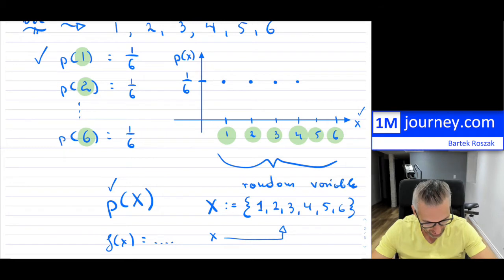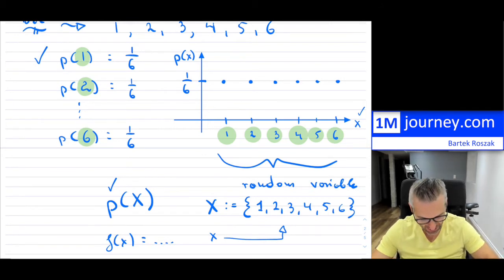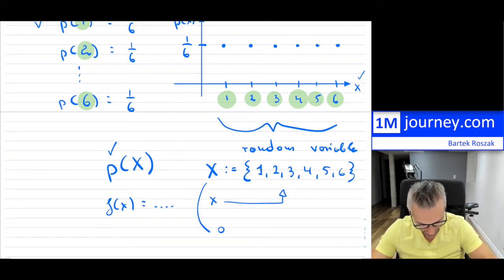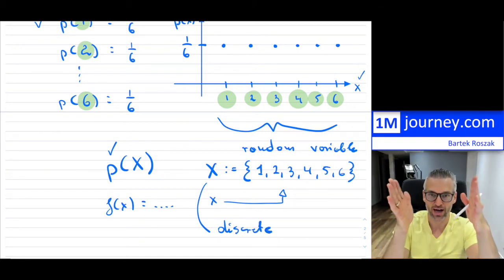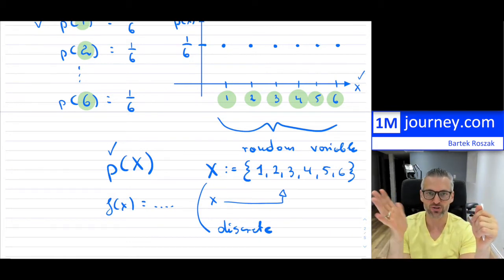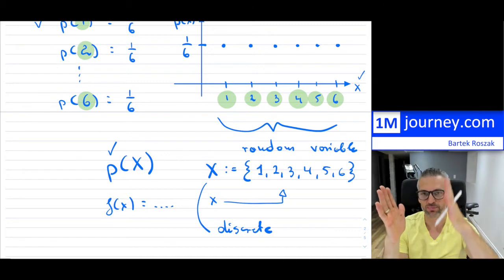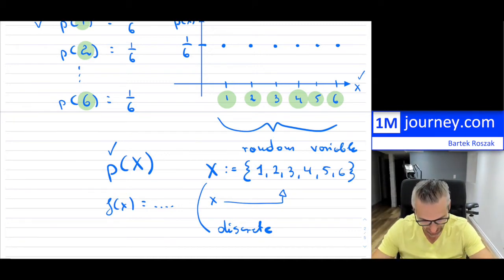So our function right here is discontinuous, in a sense, and therefore this variable is discrete. We have this as discrete because it's not a continuous flow. The results are 1, 2, 3, 4, so they're separated. There's nothing in between them. There are no results anywhere within here. That's what makes it discrete.